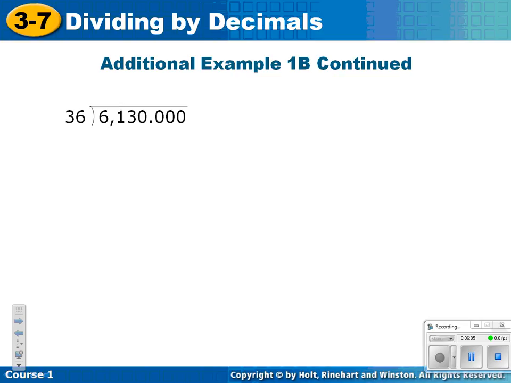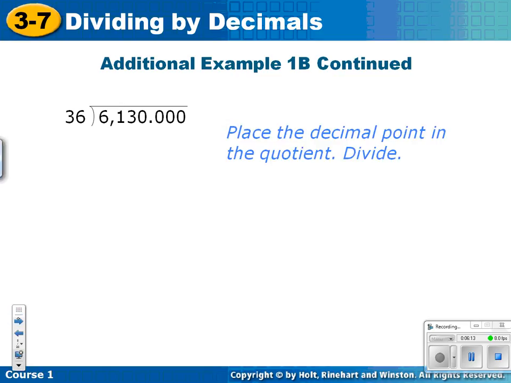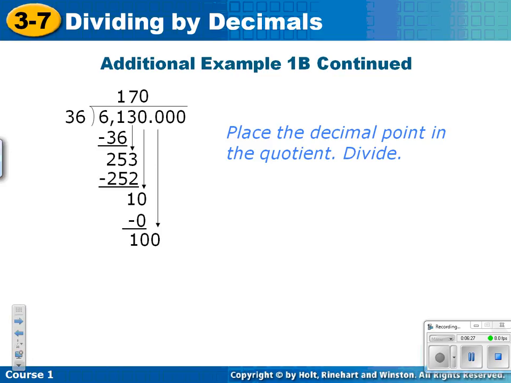We can add as many zeros to the end of that, as long as it's to the right of the decimal. We can add as many zeros as we want. So we place the decimal point where it belongs, and we do the first step. It goes in there 1 time, and then it goes in there 7 times, and then it goes in there 0 times. And we bring down. We follow our long division steps. So we're adding zeros. 36 goes into 100 2 times.